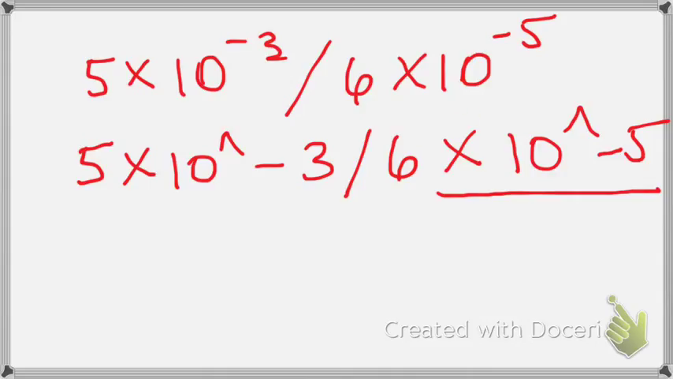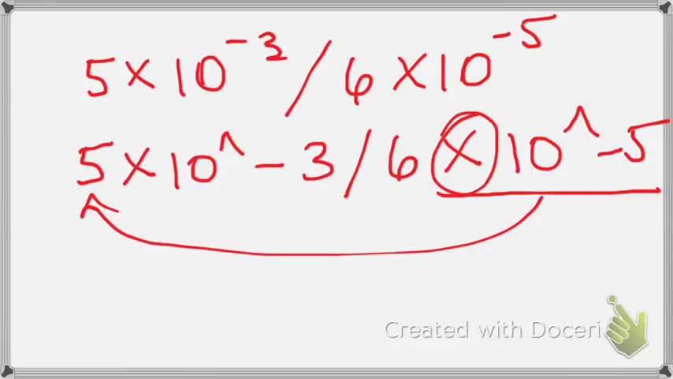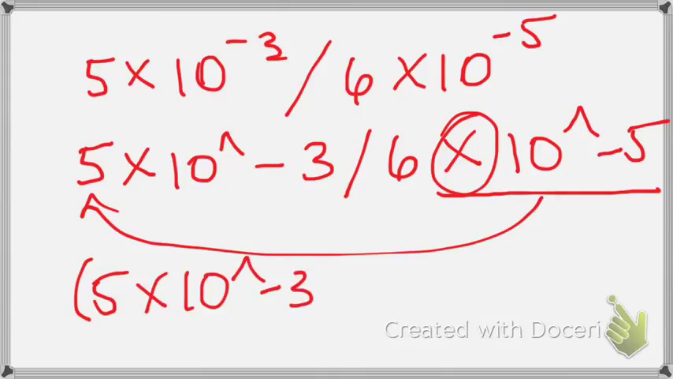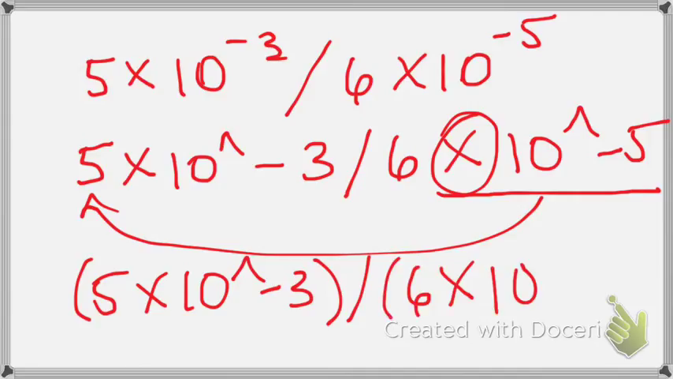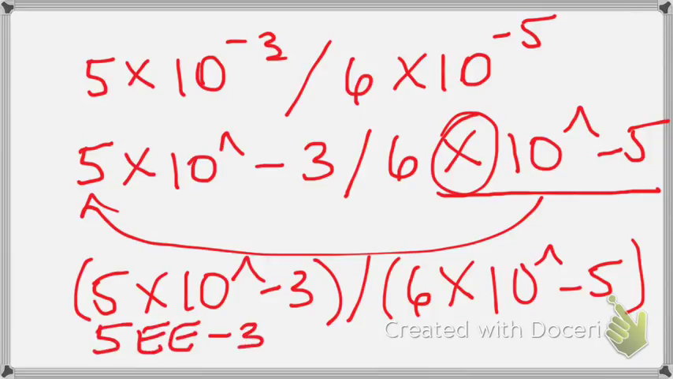When you say times, it's thinking that you actually want to multiply all this stuff times this 5 over here. Okay, so you could fix that problem by doing parentheses 5 times 10 caret negative 3 parentheses slash parentheses 6 times 10 caret negative fifth parentheses. So you could do it that way, or you could do it the way I showed you in class, which is 5 EE negative 3 divided by 6 EE negative 5.